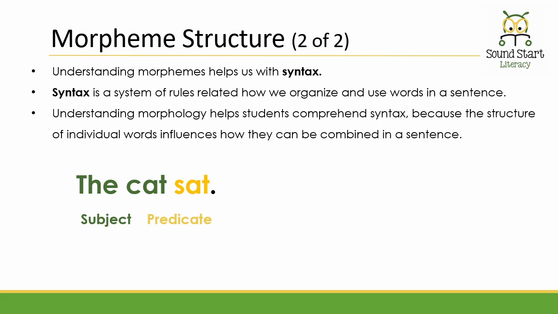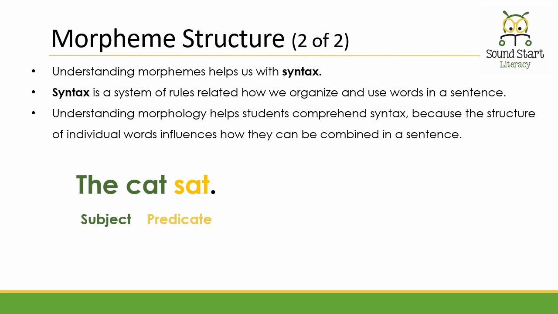Understanding morphemes also helps us with syntax. Syntax is a system of rules related to how we organize and use words in sentences. We have different parts of speech like nouns, verbs, adjectives, and adverbs that have different functions or jobs in a sentence. If we take a simple sentence like the cat sat, that's an allowable sentence structure. The cat is the subject, which includes a noun, cat, and sat is the predicate, which includes a verb. Now, I wouldn't be able to say the sat cat. That wouldn't make any sense because it doesn't follow the syntactical rules of English.